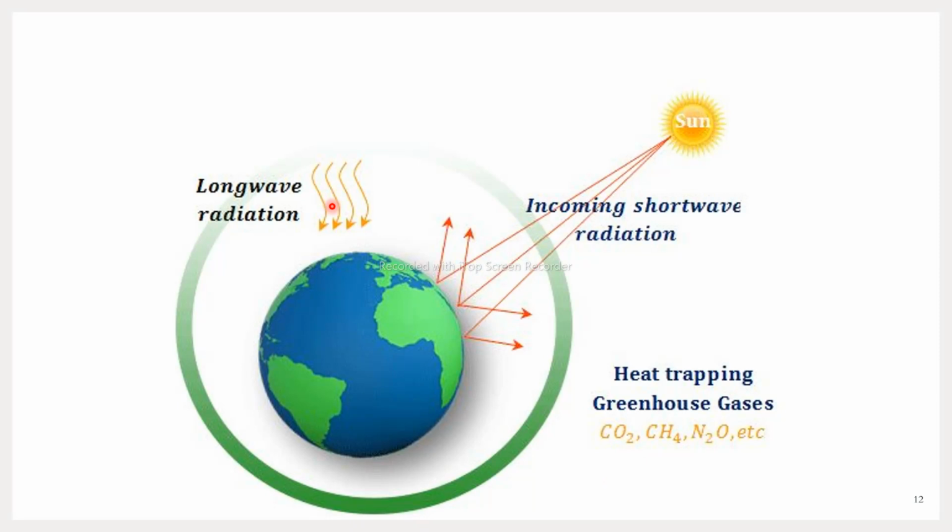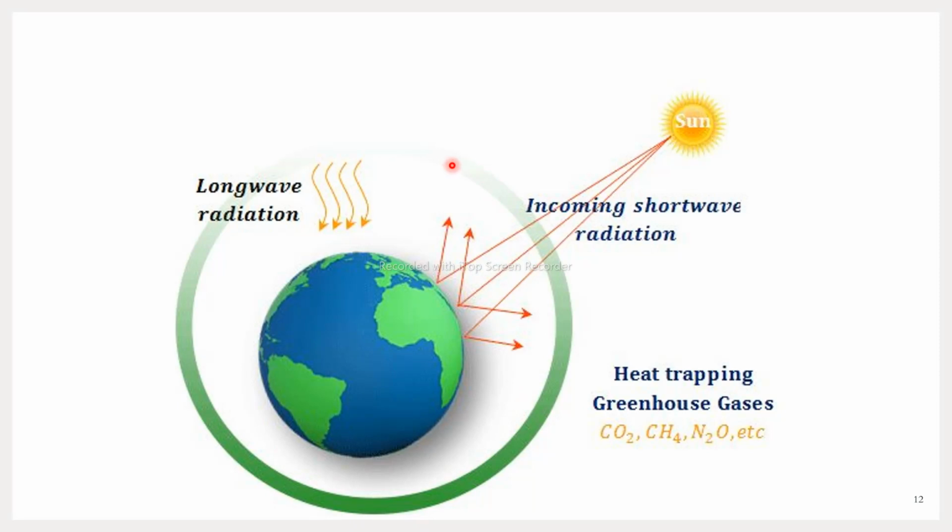So this phenomenon is called the greenhouse effect because in the polar regions or in cold countries like Russia, Canada, etc., they use a glass room to maintain temperatures suitable for cultivation. Those glass rooms are called greenhouses. So a similar phenomenon is occurring in our atmosphere. This is called the greenhouse effect.